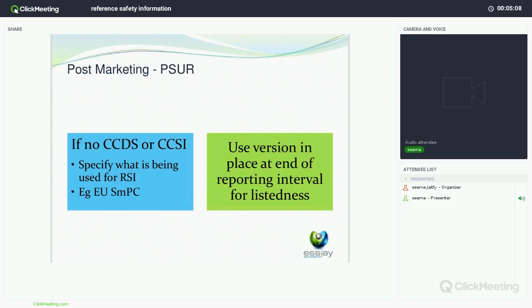However, if you don't have a core data sheet or core safety information, you may use, for example, the EU SPC, and you would need to state exactly what is being used for your reference safety information and append that to your PSUR, so that whoever is reviewing the document can see what you have used for your baseline safety for your product overall. What you would use, though, is the version that's in place at the end of the reporting interval for listedness. That is a little bit different to the development safety update report, and that does need to be borne in mind: it should be whatever is in place at the end of the reporting interval.